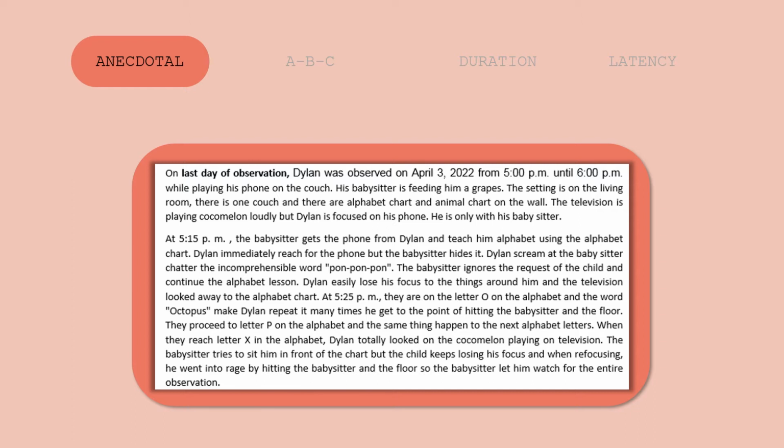Dylan is with his babysitter only, teaching him alphabet using the alphabet chart hanging on the lower part of the wall. At 5:25 p.m., Dylan hit the babysitter using his hand and the floor when they are on letter O of the alphabet and just watch Cocomelon. The babysitter tried to refocus Dylan on reading the alphabet chart, but he will just hit her and watch Cocomelon again.